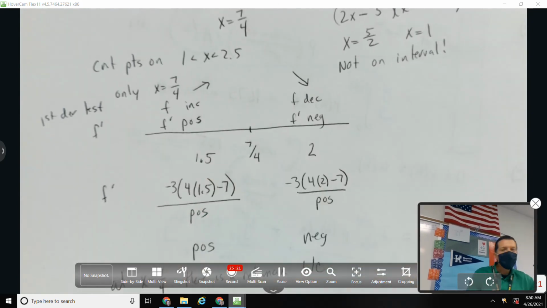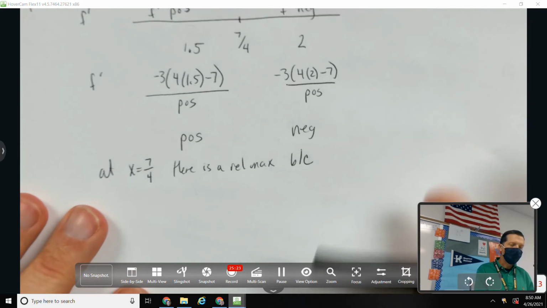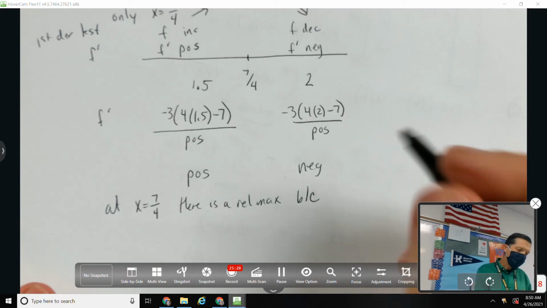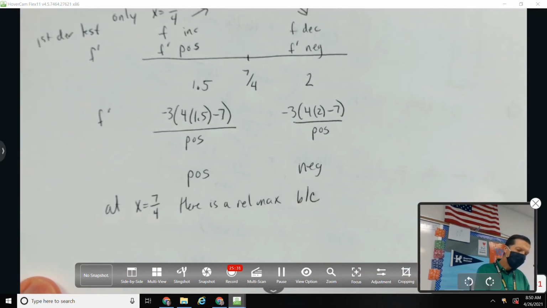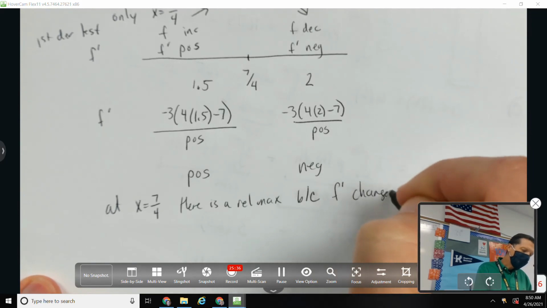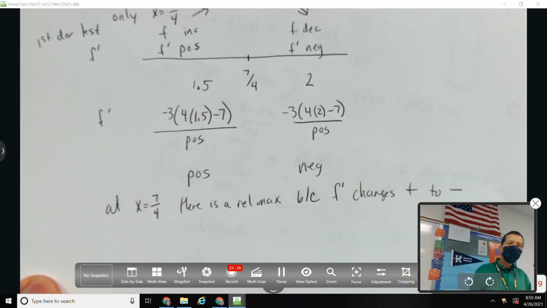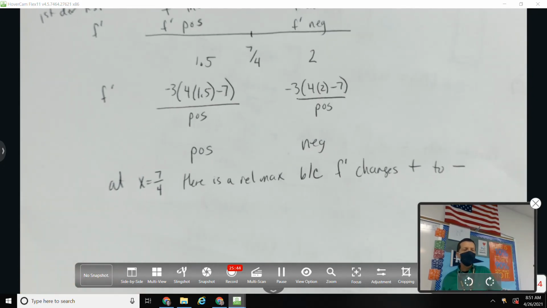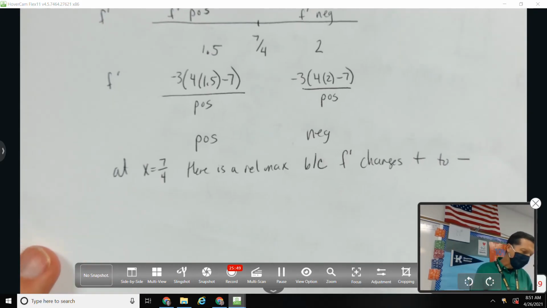Because, okay, all the picture is great, but the picture doesn't get you points. You have to put it in calculus words. So why is there a relative max at 7/4? F prime changes from positive to negative. Again, know what to write. They're not looking for a paragraph explanation. They're looking for a good calculus reason to explain the answer. All right, let's make sure we classify each critical point as a relative min, relative max, or neither. Justify your answers. We did all that.